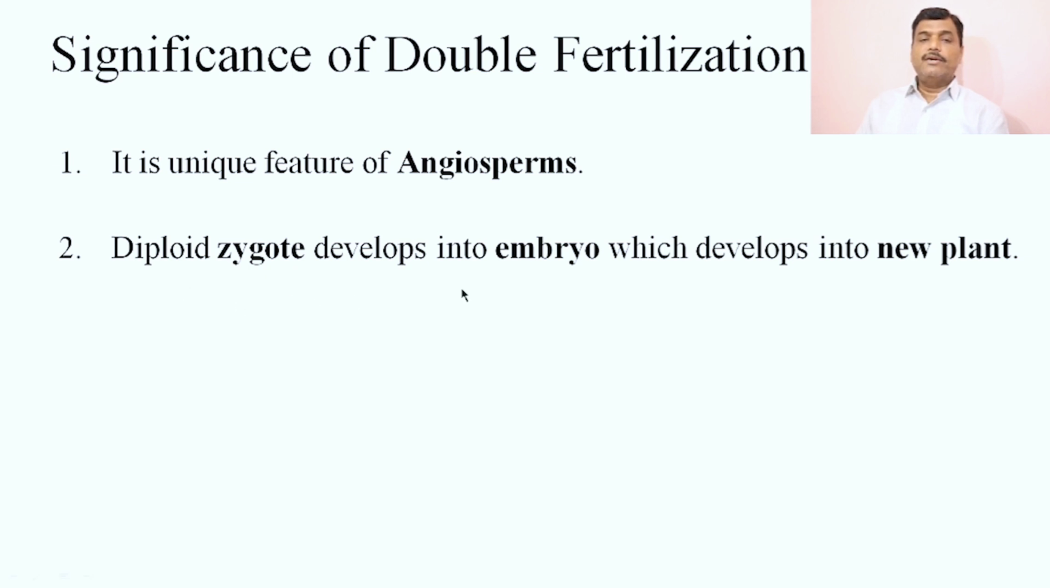The diploid zygote develops into the embryo, which develops into a new plant. The first fertilization during double fertilization results in the formation of the diploid zygote. Why is it called a diploid zygote? One nucleus of a haploid male gamete fuses with the haploid female gamete to form the diploid zygote.